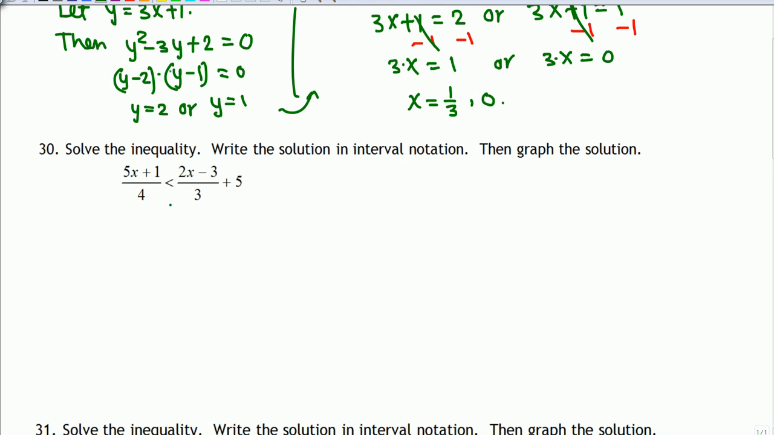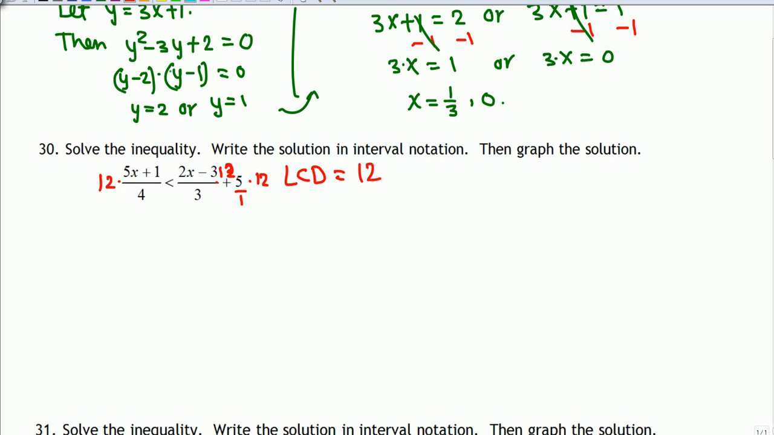It says solve the inequality and write the solution in interval notation. Also graph the solution. We have fractions, so we find the LCD and multiply through. The denominators are 5, 4, 3, and 1. 4 and 3 are relatively prime, meaning they don't have common factors, so 4 times 3 is 12. So 12 is the LCD. Now multiply both sides by 12, meaning multiply each fraction by 12.